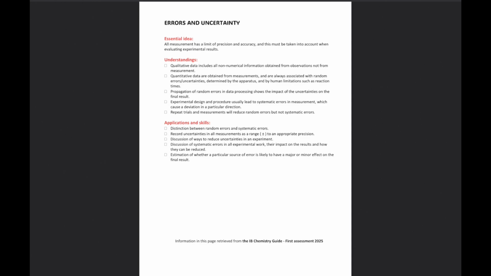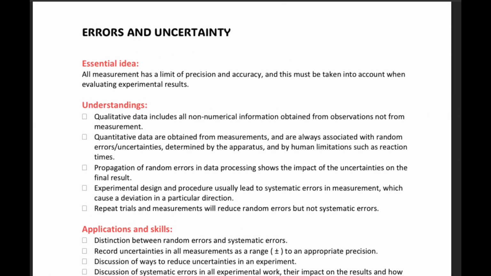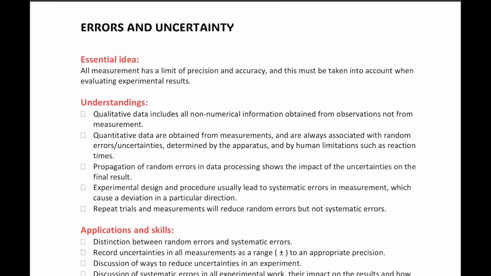Okay, everyone, so with this video, we are going to discuss the errors and uncertainty. So in IB chemistry, the main idea that we need to take away with the section called errors and uncertainty is that all measurement has a limit of precision and accuracy, and this must be taken into account when evaluating experimental research. So this is the main idea that we have to take away from this section.